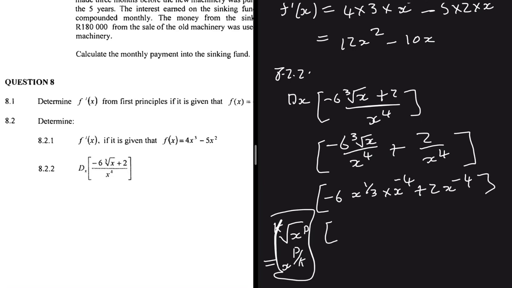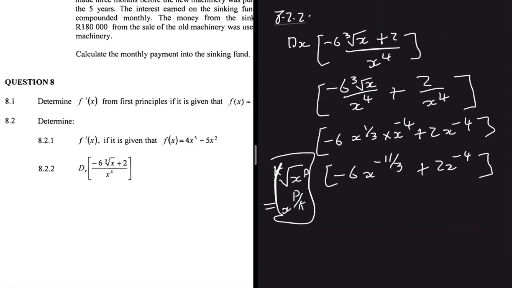So we're going to have minus 6, and if we multiply numbers with the same base, we can add the exponents, right? So we have 1 divided by 3 plus minus 4, and let me just do that and see what I get. 1 divided by 3 minus 4, that is x to the minus 11 divided by 3. And then we have plus 2x to the minus 4. Now we can differentiate using that idea of ours. So we're going to get minus 6 multiplied by minus 11 divided by 3, and multiplied by x to the power of minus 11 divided by 3 minus 1. Then we're going to have plus 2 multiplied by minus 4, x to the power of minus 4 minus 1.